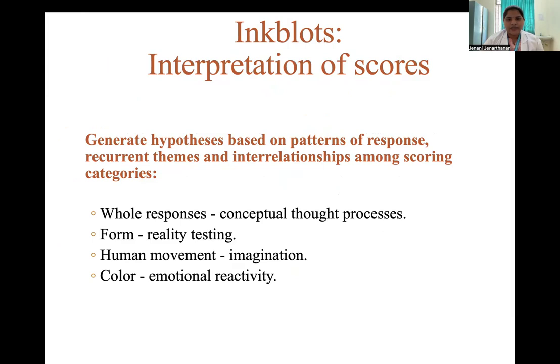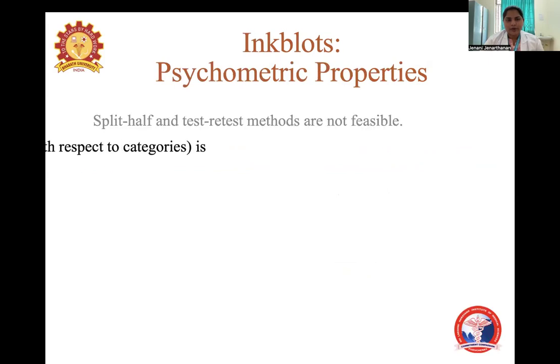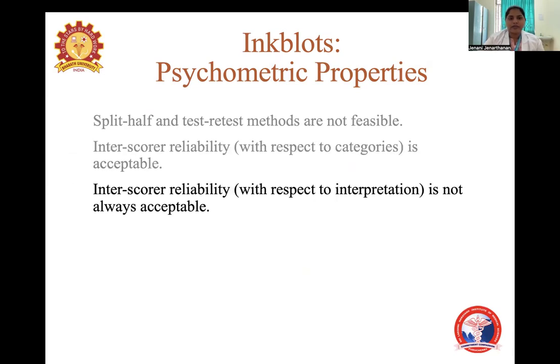Generate hypotheses based on the patterns of responses, recurrent themes, and interrelationships among scoring categories. Whole response: conceptual thought process. Form: reality testing. Human movement: imagination. Color: emotional reactivity. The psychometric properties: first, split-half and test-retest methods are not feasible. Interscorer reliability with respect to the categories is acceptable. Interscorer reliability with respect to interpretation is not always acceptable.